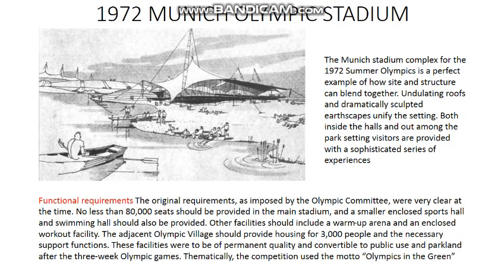The Munich Stadium complex for the 1972 Summer Olympics is a perfect example of how site and structure can blend together. Undulating roofs and dramatically sculptured earthscapes unifying the setting. Both inside the halls and out among the park setting, visitors are provided with a sophisticated series of experiences. This is a sketch before the complex was made.